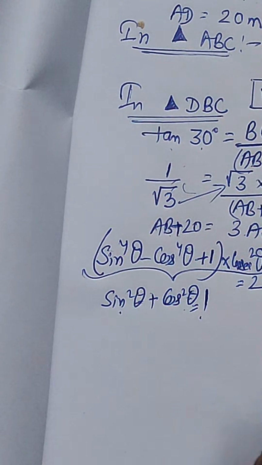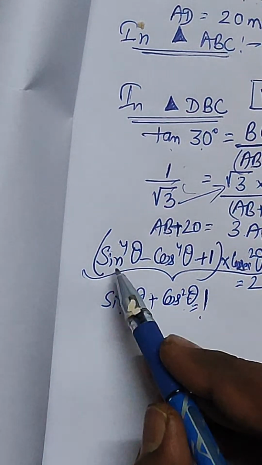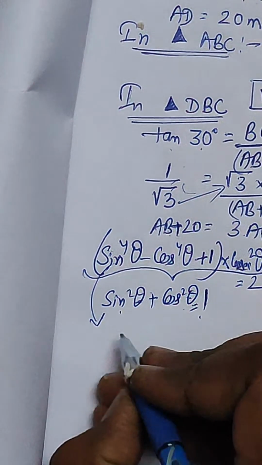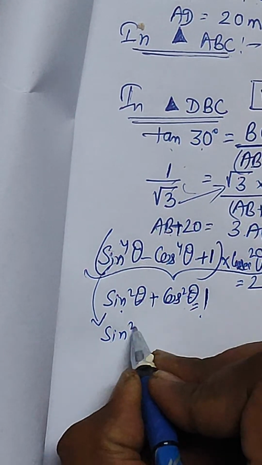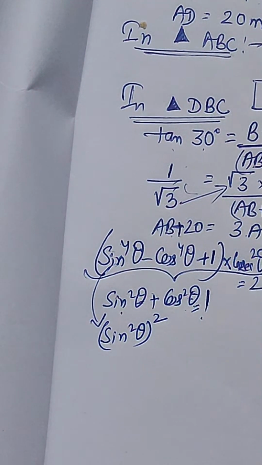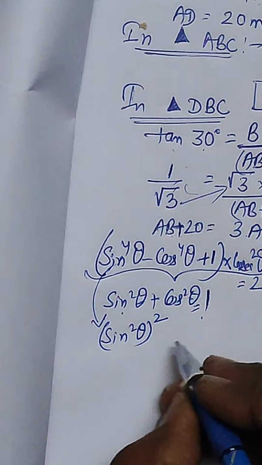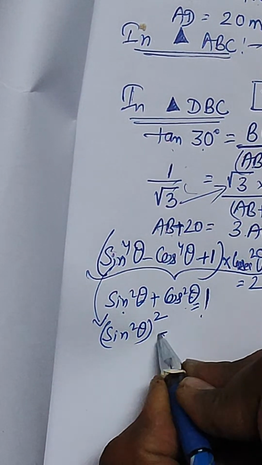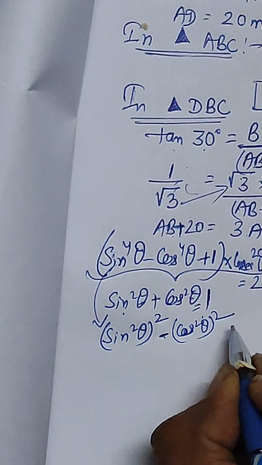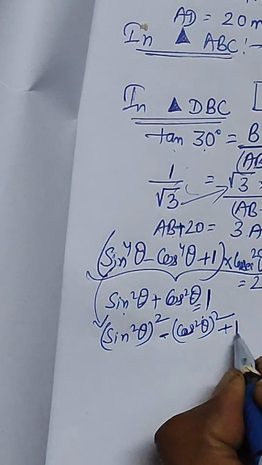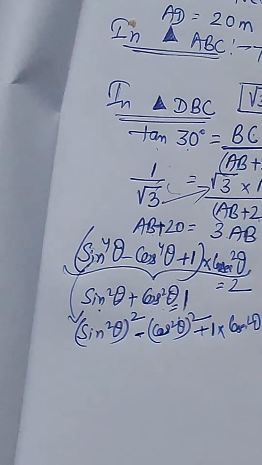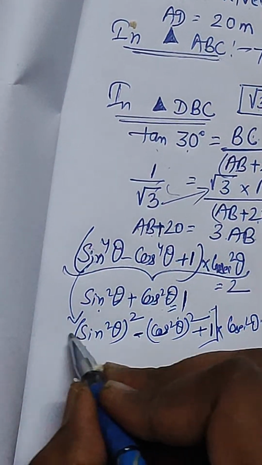How? Just try to see this sine to the power 4 theta. You can change it like this. Sine to the power 4 theta can be written as sine square theta whole square, isn't it? Minus cos 4 theta, which can be written as cos square theta whole square, plus 1, into cosec square theta, right?